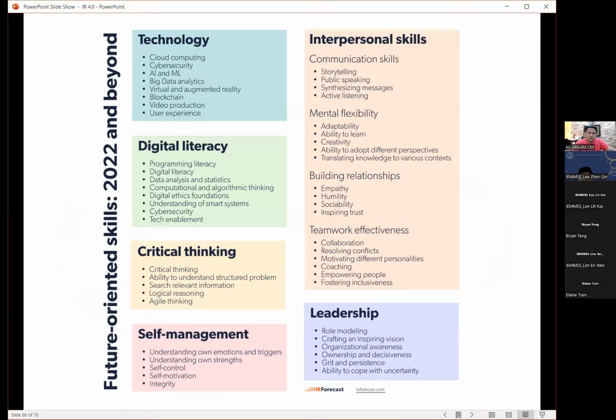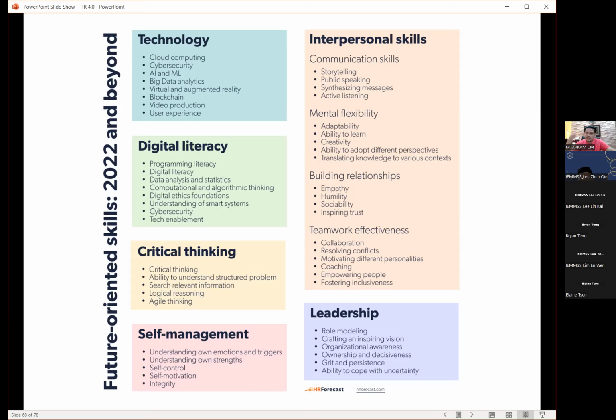Future-oriented skills 2022 and beyond. So 1, 2, 3, 4, 5, 6 elements that we need to understand, to make our presence visible in the market regarding your physical or virtual appearance. The technology, how you understand about the technology: cloud computing, cybersecurity, AI, and ML. ML is machine learning. AI is artificial intelligence. Big data analytics, virtual and augmented reality, blockchain, video production, user experience.